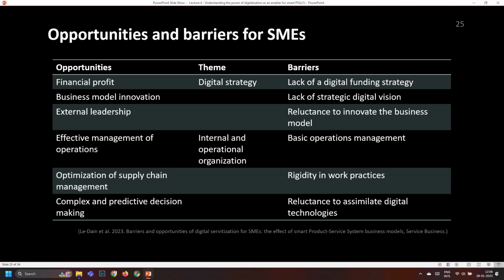And the last, I think, 2 slides show such opportunities and also barriers for small and medium-sized companies when they aim to implement PSS design with digitalization in mind.